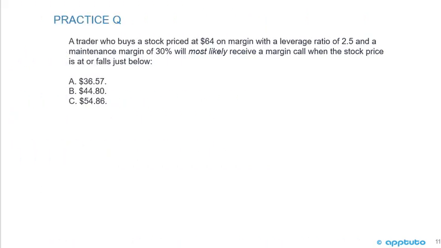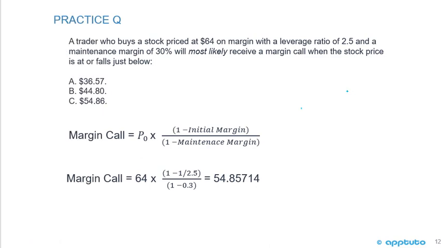Another little practice problem. A trader who buys a stock priced at $64 on margin with a leverage ratio of 2.5 and a maintenance margin of 30% will most likely receive a margin call when the stock price is at or falls just below A, $36.57, B, $44.80, or C, $54.86. Okay, by now I hope you're finding these questions to be fairly easy.